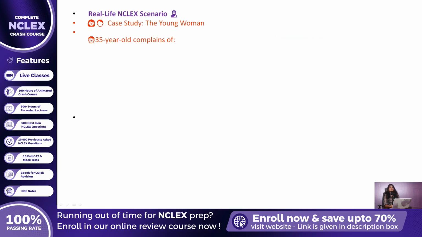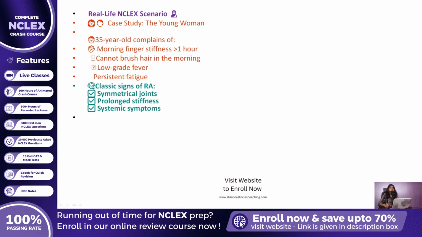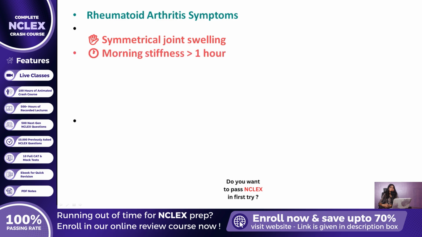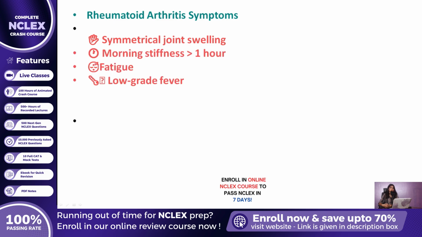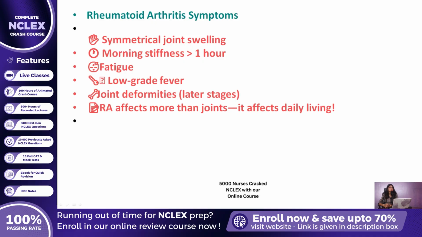A 35-year-old woman comes in and tells you her fingers are so stiff in the morning that she can barely brush her hair. It takes over an hour before her hands feel somewhat normal, and she also complains of feeling tired all the time and having a low-grade fever. This is a textbook presentation of rheumatoid arthritis. Symmetrical joint involvement, prolonged morning stiffness, and systemic symptoms like fatigue and fever. So when you are assessing joint issues and see these signs, rheumatoid arthritis should be high on your radar.